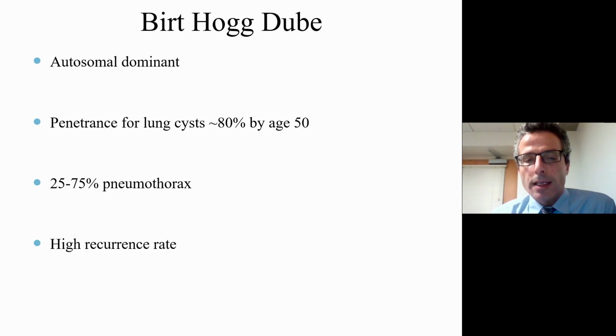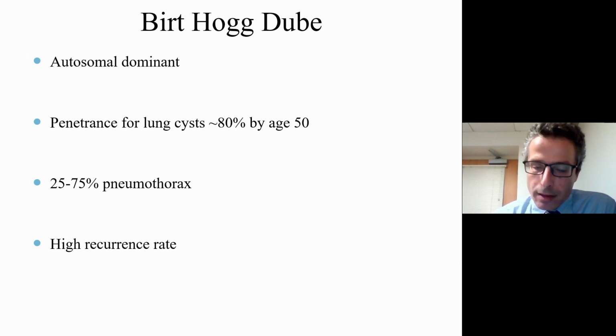Finally, I am going to talk about Birt-Hogg-Dubé syndrome, which again is caused by a mutation in a tumor suppressor gene. It's an autosomal dominant disease caused by mutation in the folliculin gene. By about the age of 50, about 80% of the patients will have lung cysts. The number of cysts could be very variable from one patient to the other. But suffice it to say, in about 80% of the cases by the age of 50, you'll see some lung cysts on CT scan of the chest.